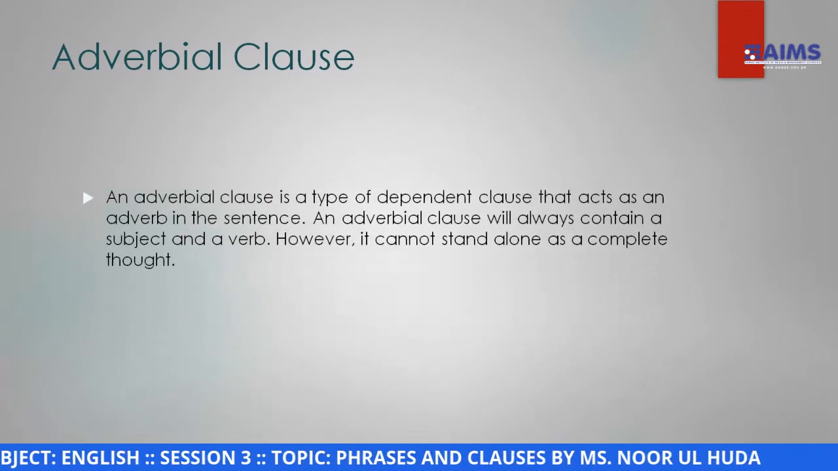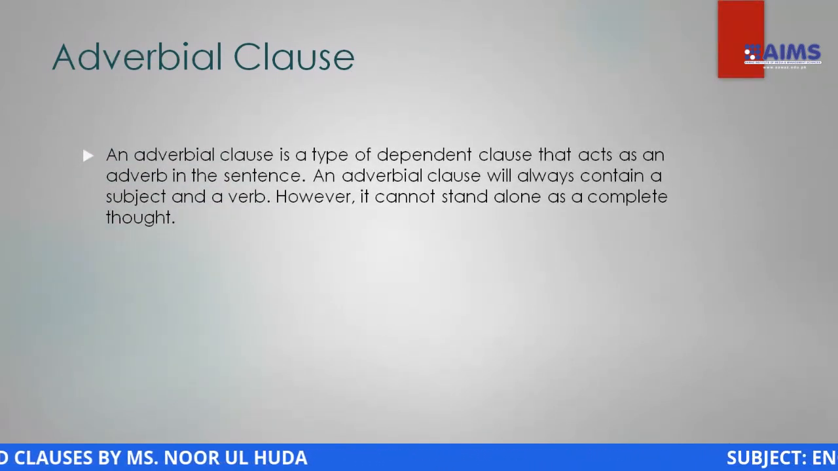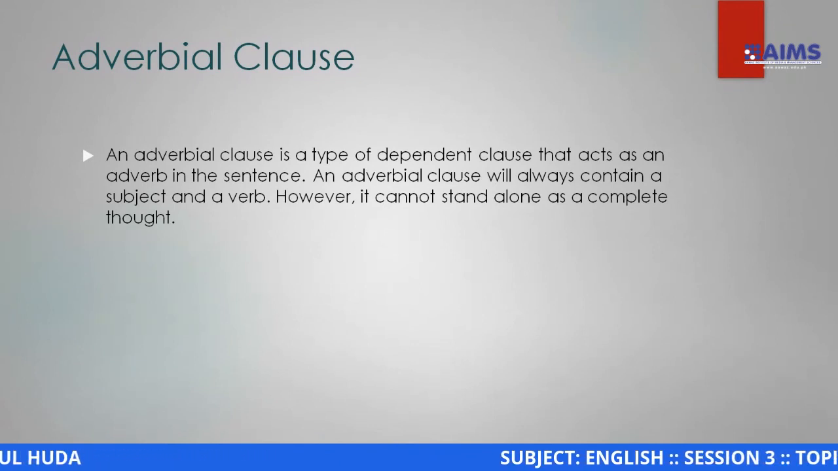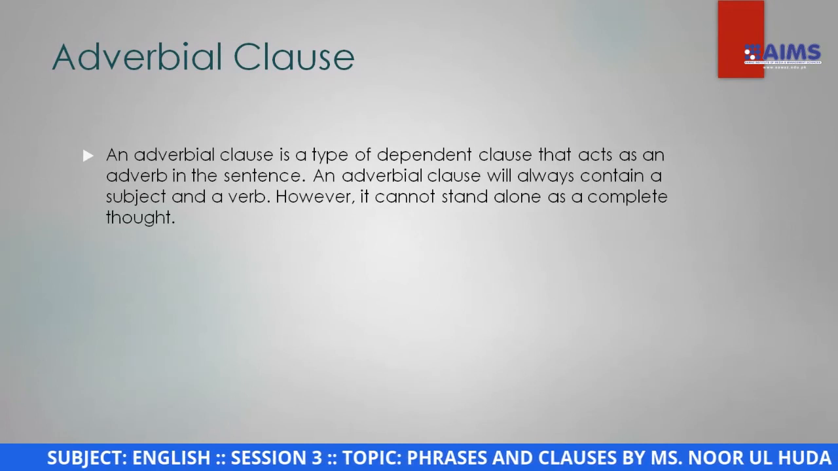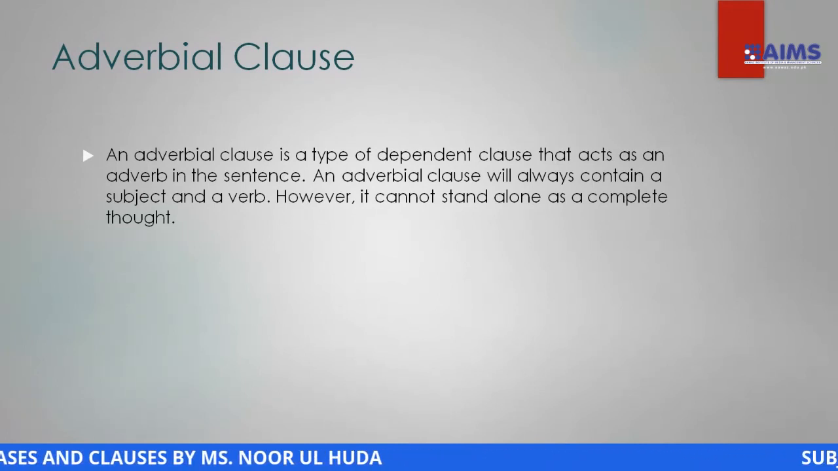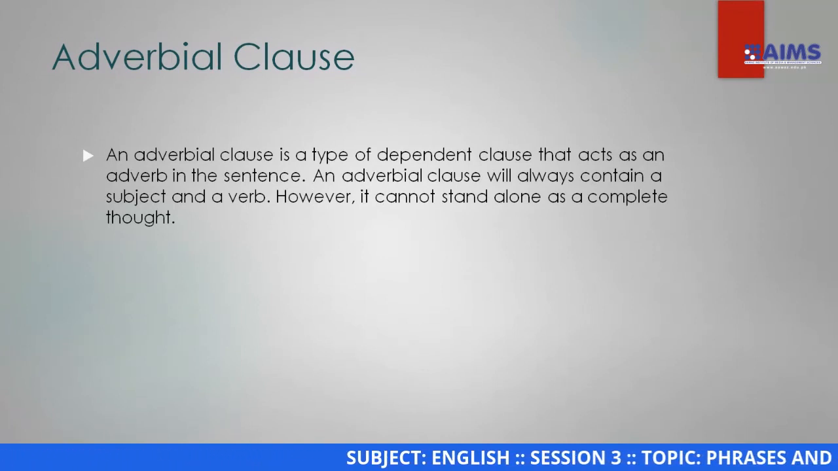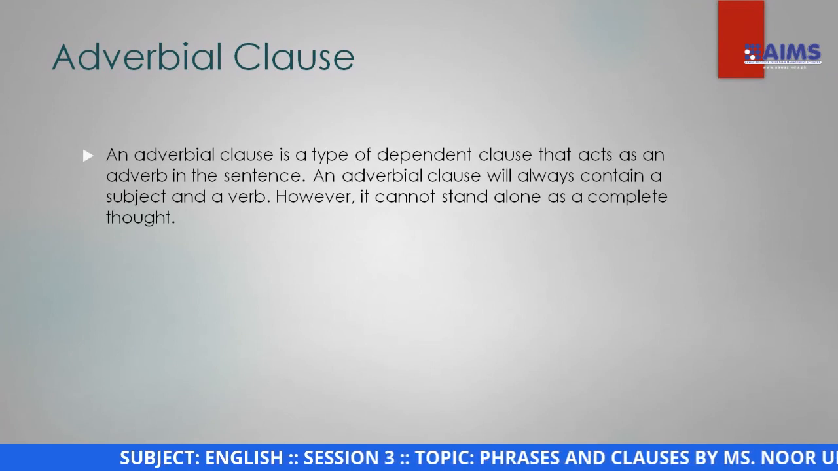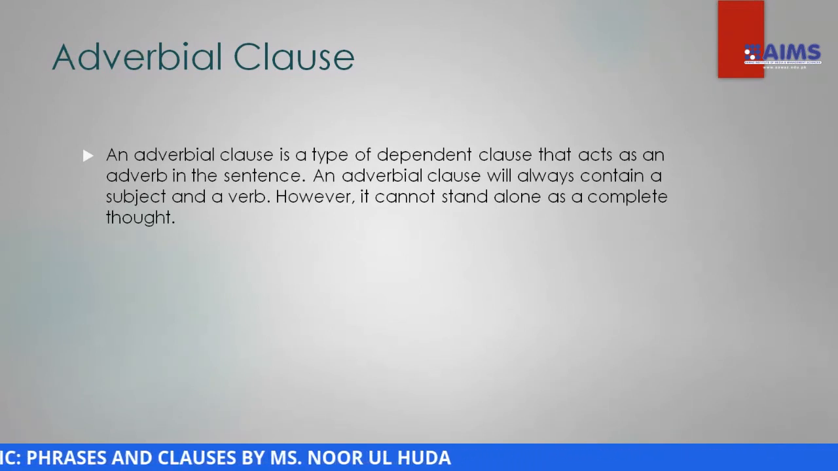Okay, now the adverbial clause. An adverbial clause is a type of dependent clause that acts as an adverb in the sentence. An adverbial clause will always contain a subject and a verb, similarly to the prepositional and verbal phrases called clauses. However, it cannot stand alone because it is a type of dependent clause.